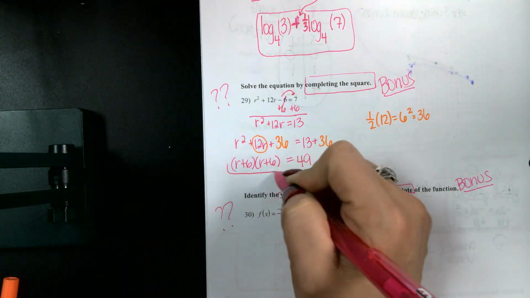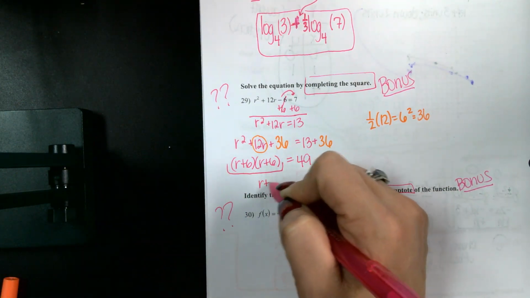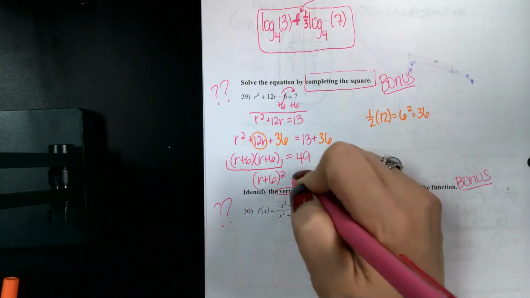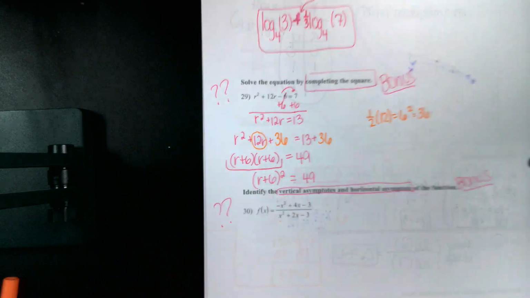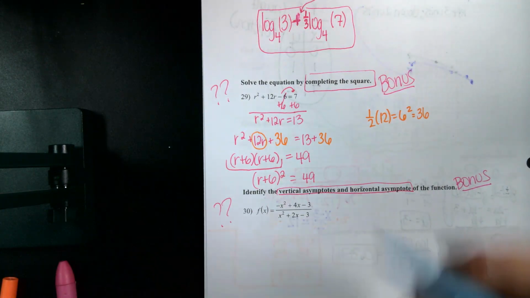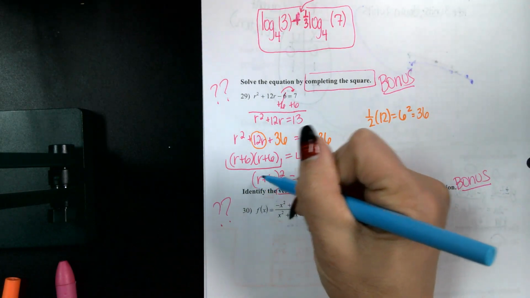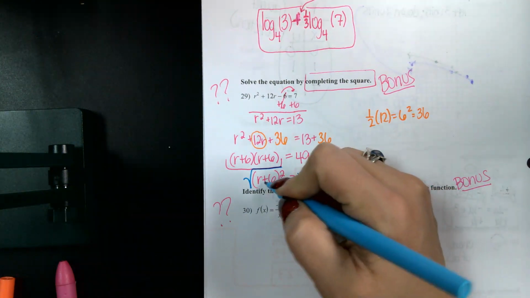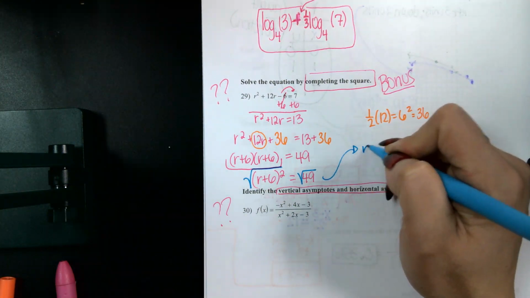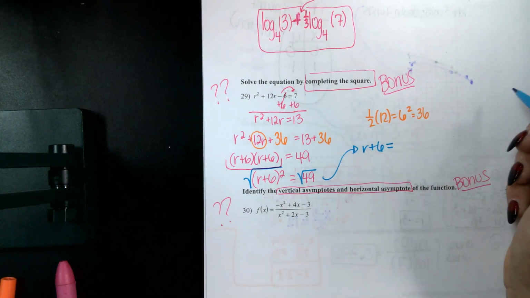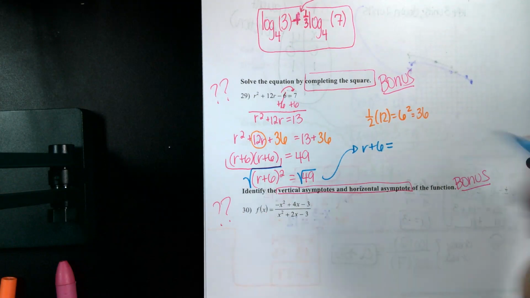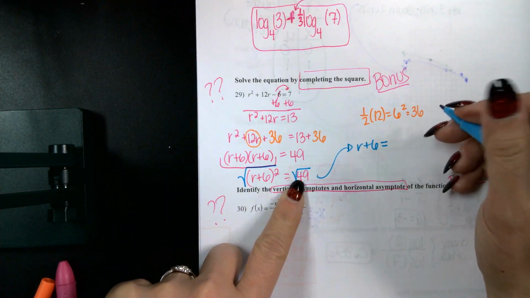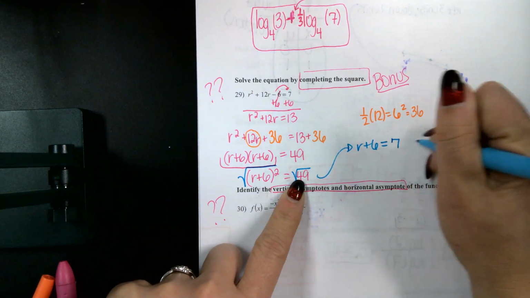So when you have two of the same sets of parentheses, can't you write it like this? R plus 6 squared equals 49. And how do we get rid of squareds? We take the square root. So this side would just become r plus 6. Now, the other side, the square root of 49 could be positive or negative 7, right?